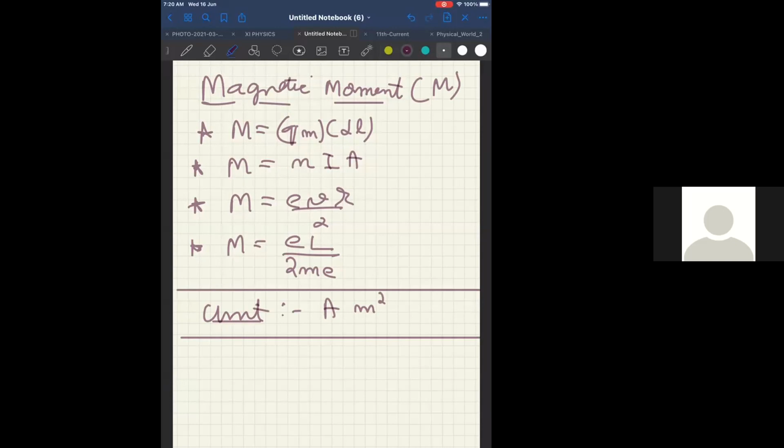And it was there in your 11th standard also. It is a vector quantity and it is directed from south pole to north pole of a magnet. That is also there in point number 5. Check. It is a vector quantity which is directed from south pole to north pole of a magnet.